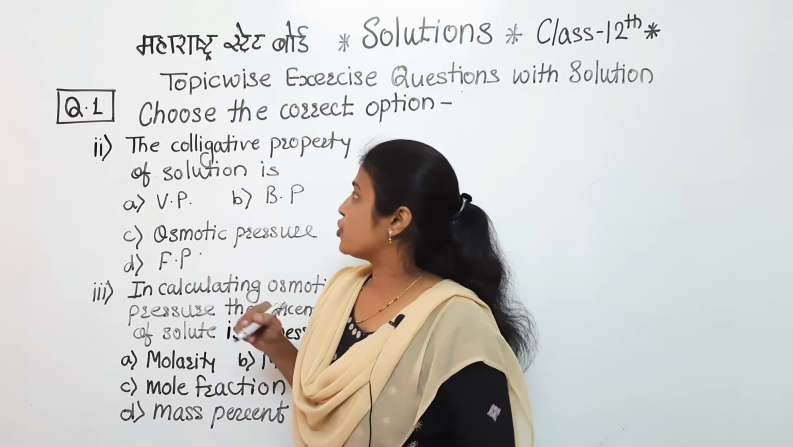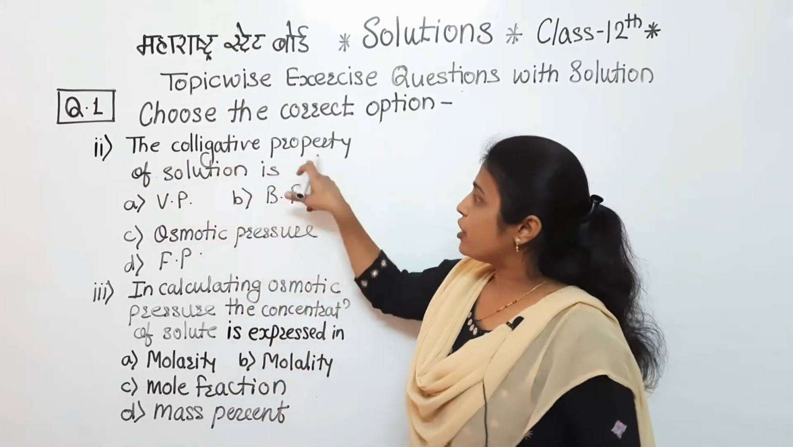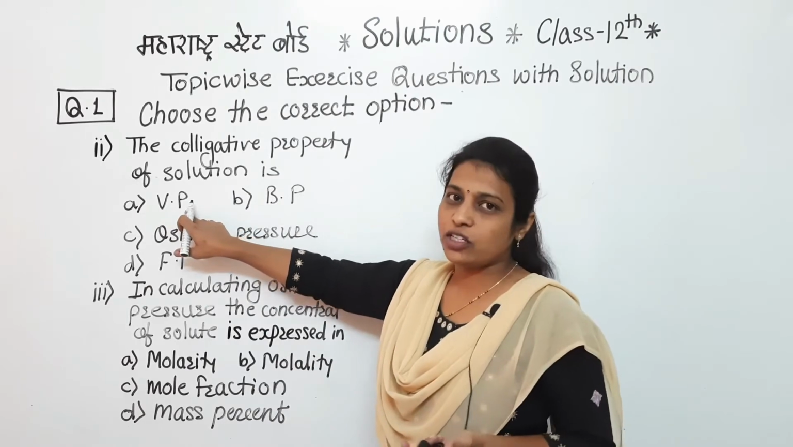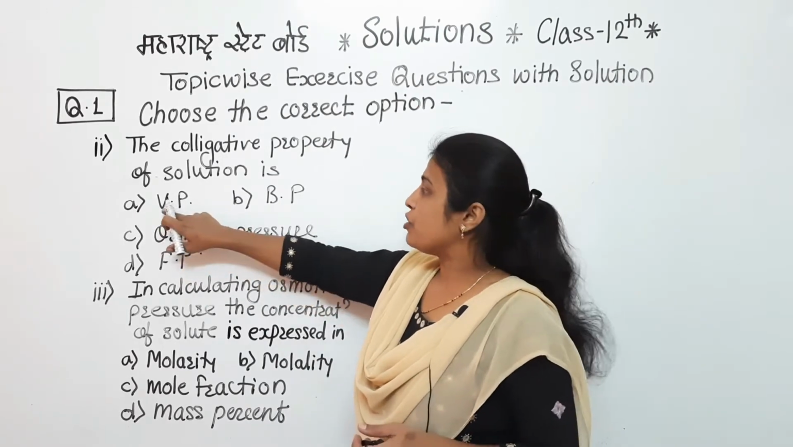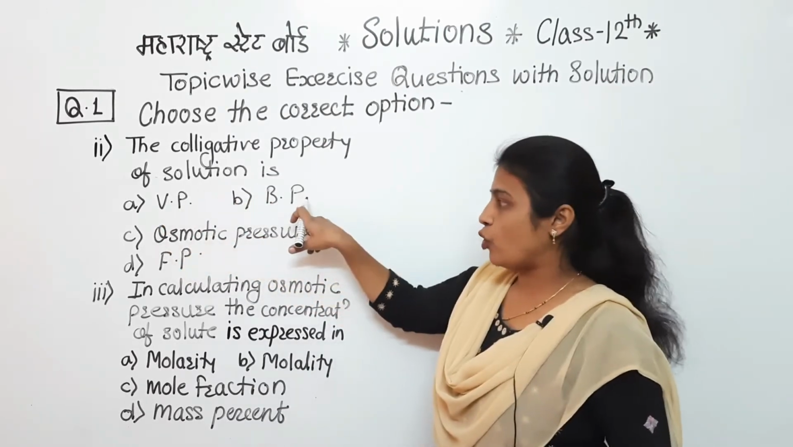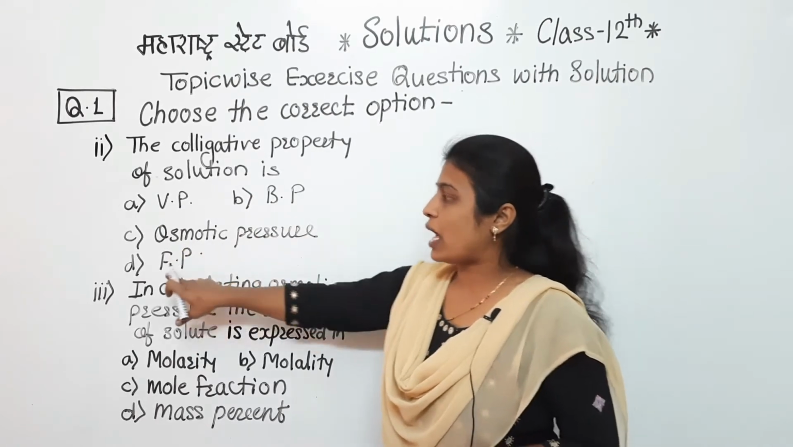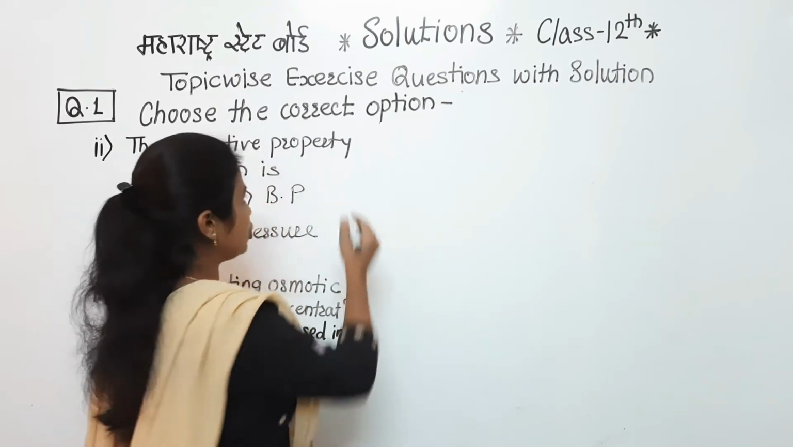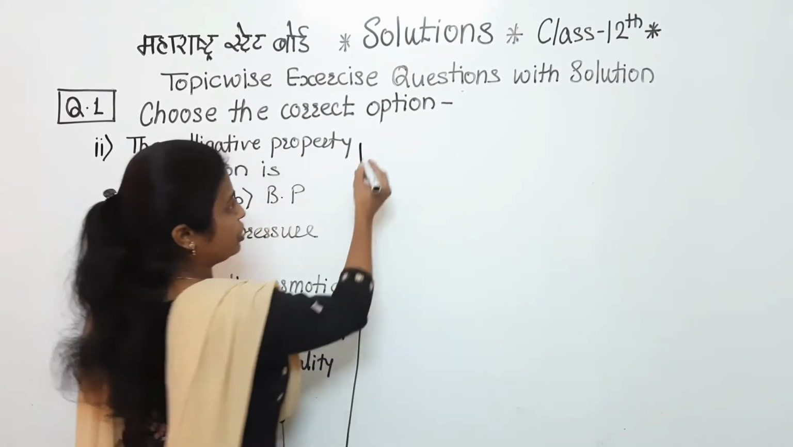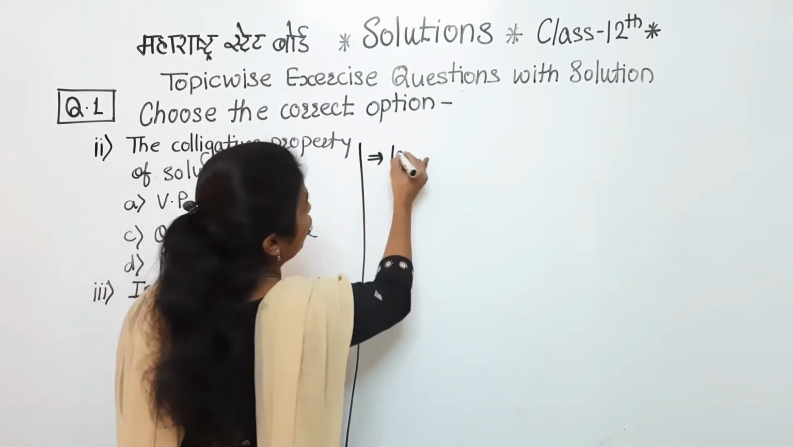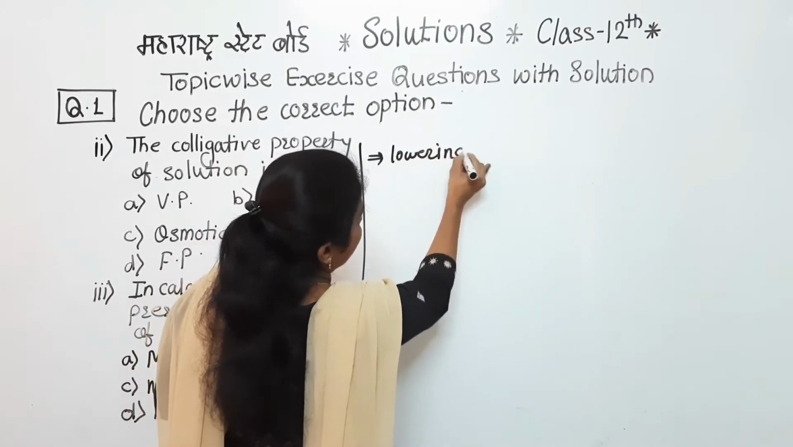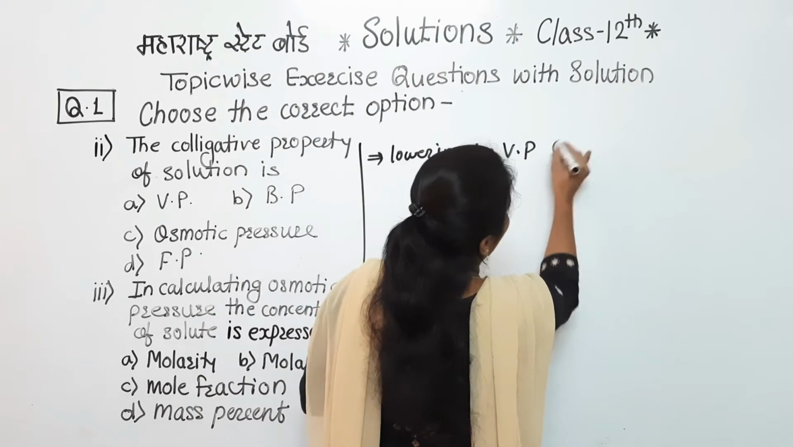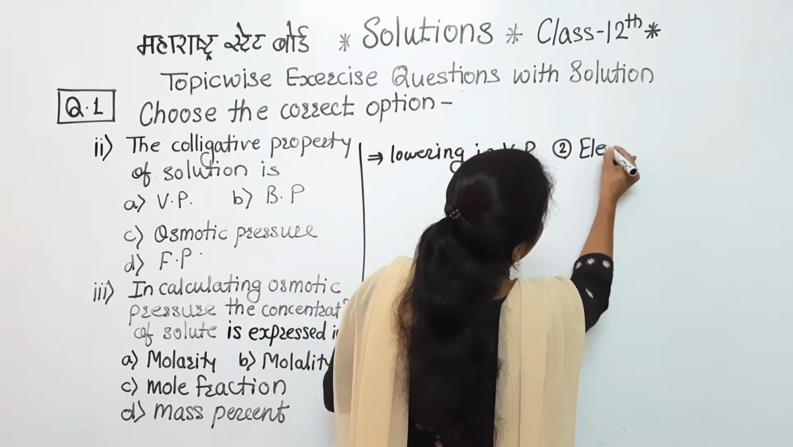Now see the second objective. The second objective is: the colligative property of solution is, option A, vapor pressure. I have written it in short, so please try to understand. VP, vapor pressure, BP, boiling point, osmotic pressure and freezing point. These are the 4 options. If we consider solution, there are 4 colligative properties. Which are these 4 colligative properties? Lowering in vapor pressure. The second colligative property is elevation in boiling point.